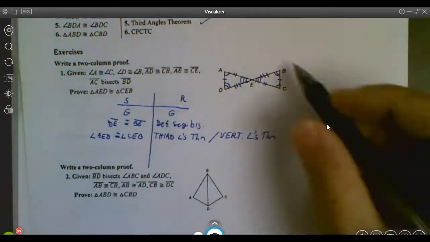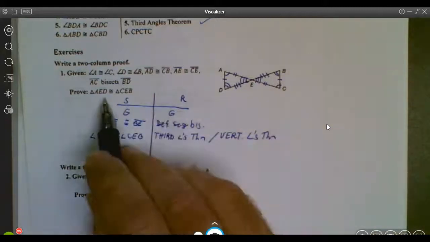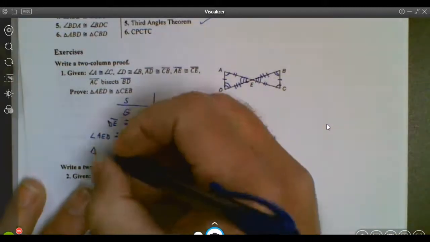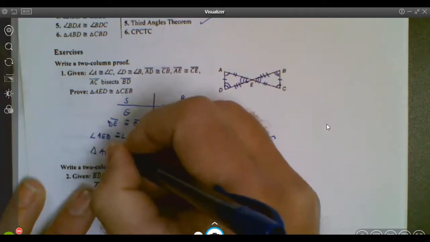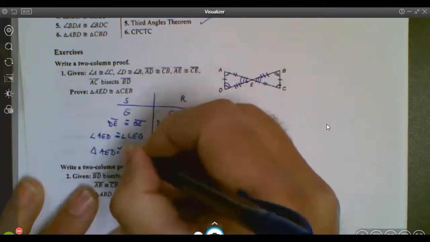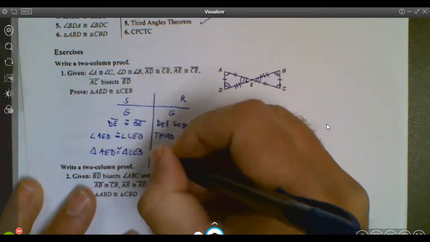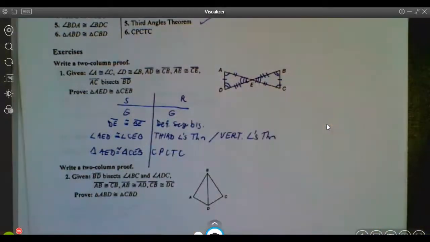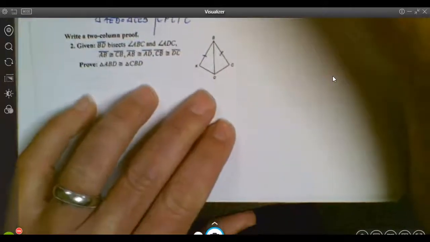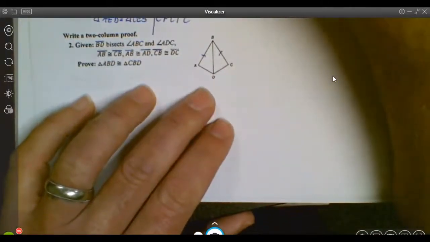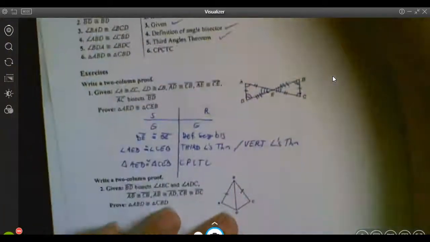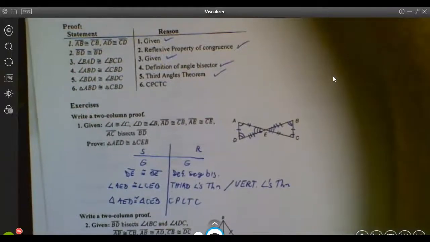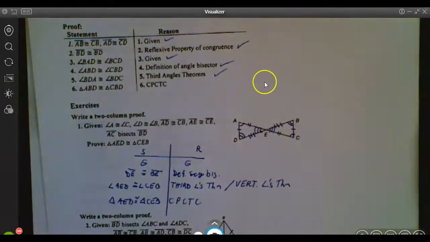So either way, I now have all 6 corresponding parts. So they want me to say that the triangles are congruent. CPCTC, corresponding parts of congruent triangles are congruent. And I'm going to bypass this final one because there's nothing new in here. We've already covered this information, and I've shown you as much as you can see on this page, so we'll call that good for this section.